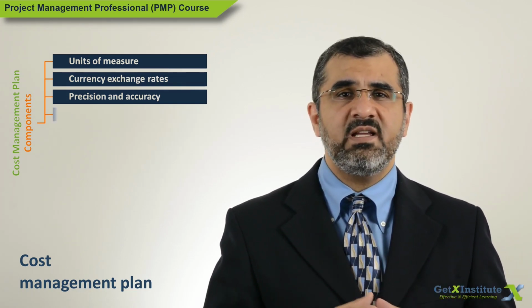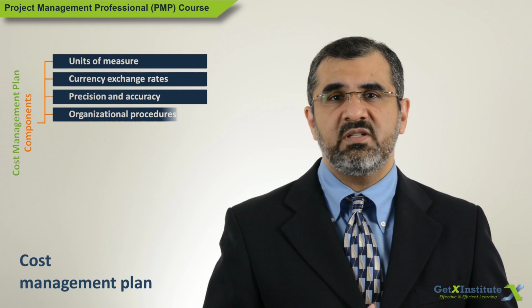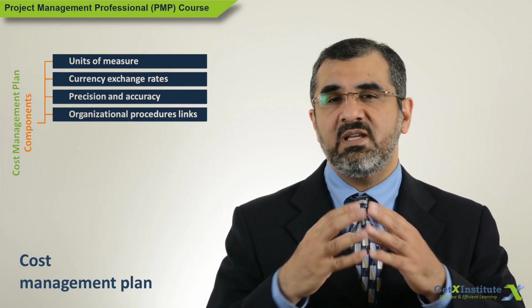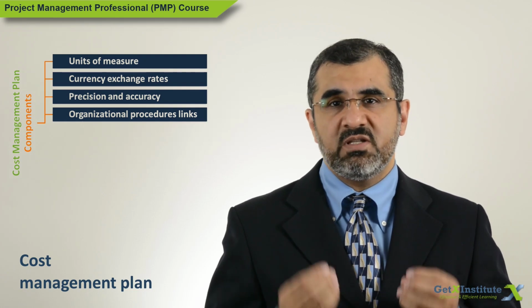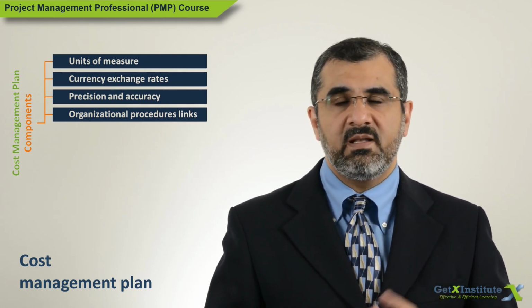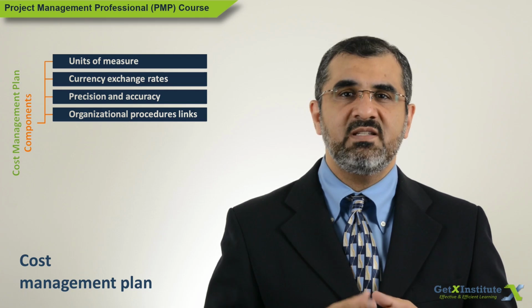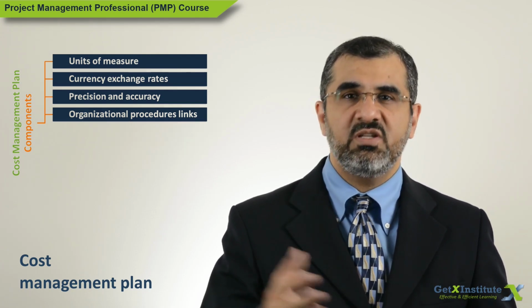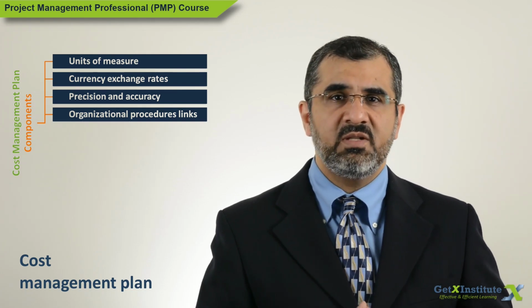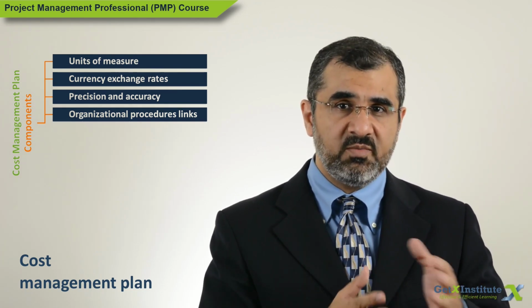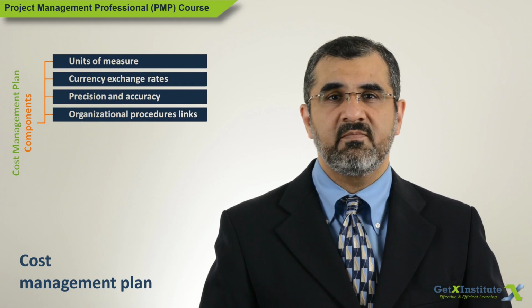The fifth factor is linked to organizational procedures. Control accounts from the work breakdown structure provide reporting or project information sharing points. Links to organizational procedures is about how this information is to be shared. Similarly, any reporting requirements from the larger organization outside of the project will be identified here.